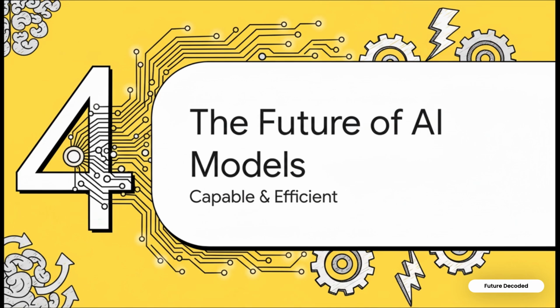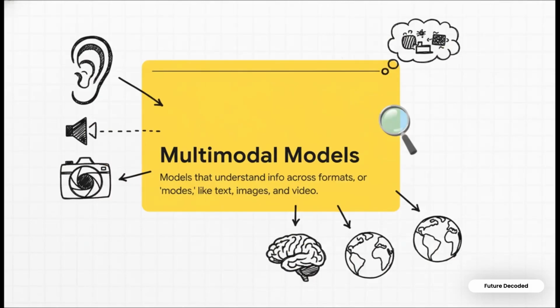Okay, finally, let's look ahead. Where is all this tech going? Well, the next big frontier is all about making models both way more capable and, at the same time, much, much more efficient. The future is absolutely multimodal. For a long time, AI was pretty much just about text, but that's changing fast. Now models are learning to process and understand different modes of information at the same time. A multimodal AI can look at a photo, listen to the audio from a video, and read the caption to get a much richer, more human-like understanding of what's going on.